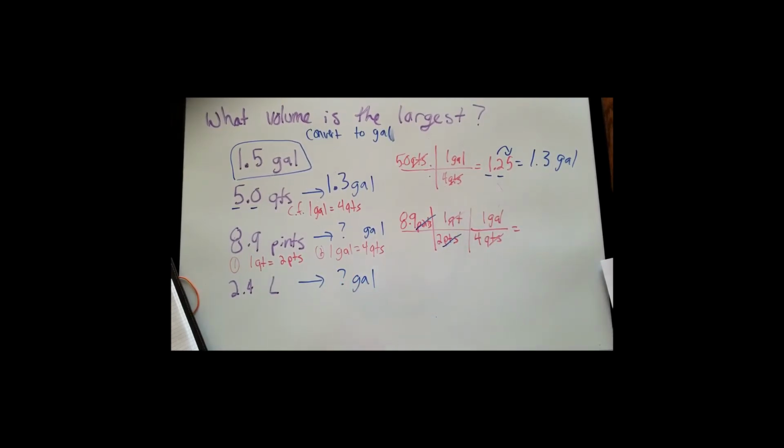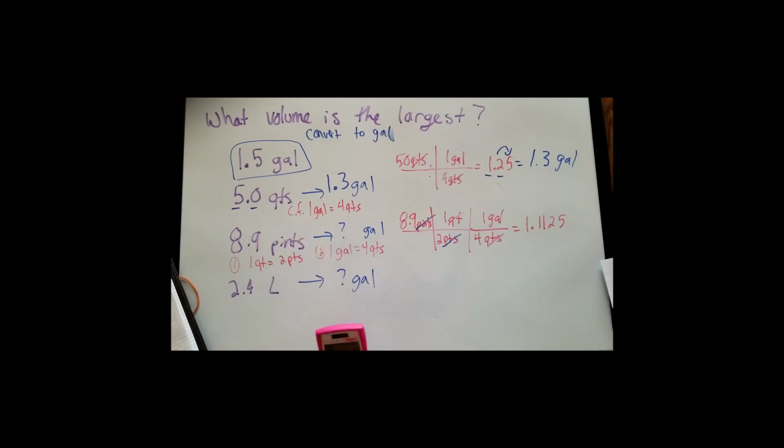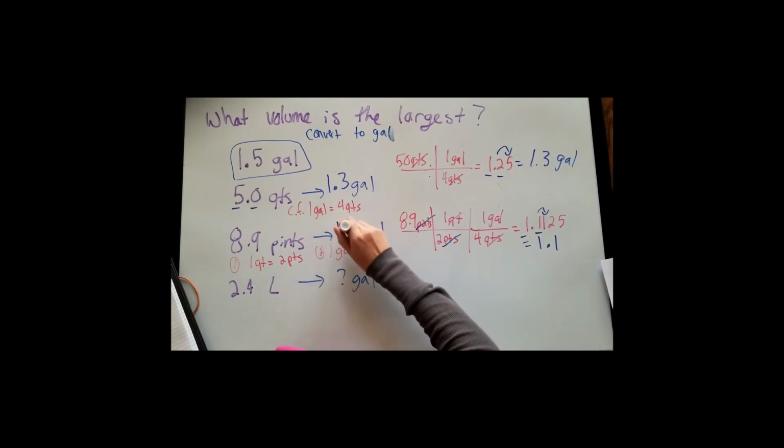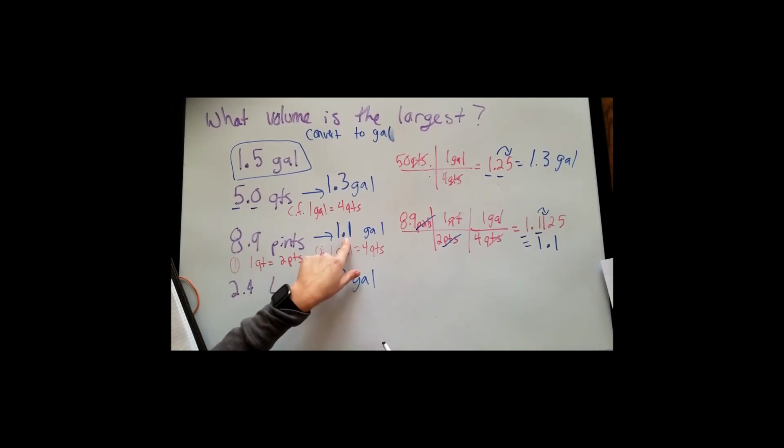So that tells me I'm taking 8.9 divided by whatever 2 times 4 is, so 8. And I get 1.1125. I just want 2 sig figs, so 1, 2. Look at the number next to it, that stays a 1, so I get 1.1. So even though this was the largest number at 8.9, it's actually the smallest amount so far, once we have it all in the same units.